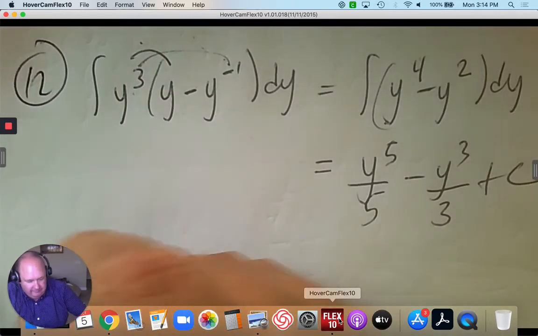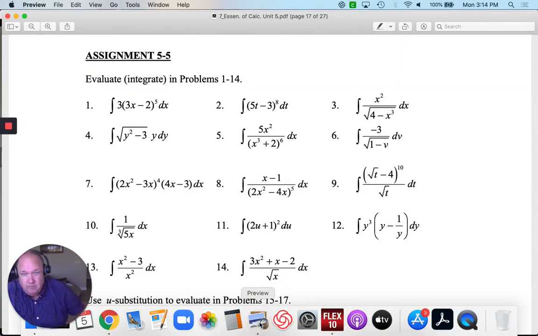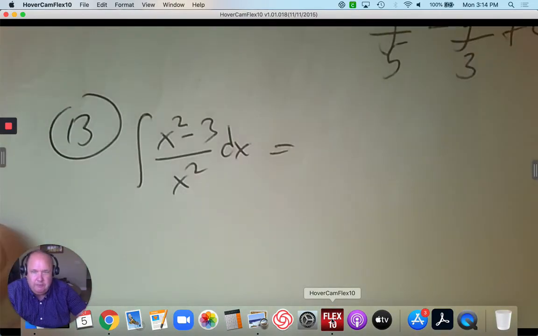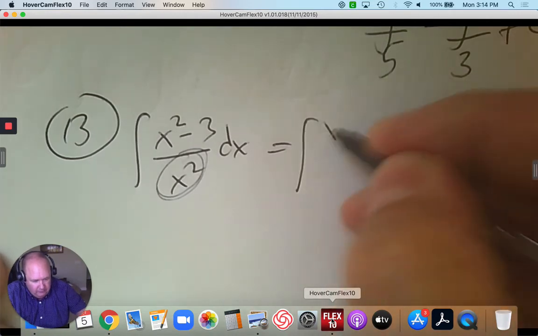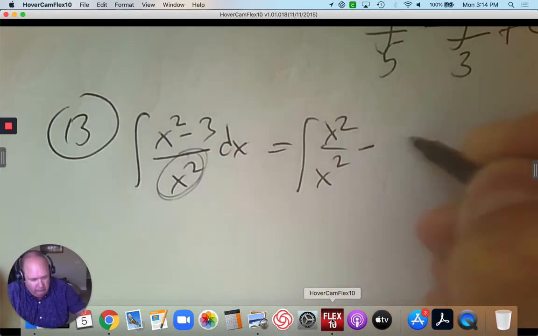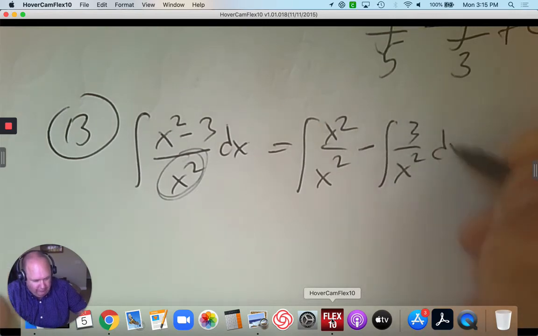Number 13. Here's another algebra question that then turns into calculus. So can you simplify and see the algebra to simplify here? And the indicator to me is the monomial on the bottom. So with a monomial, you could write it as 2 fractions and then integrate each one separately.